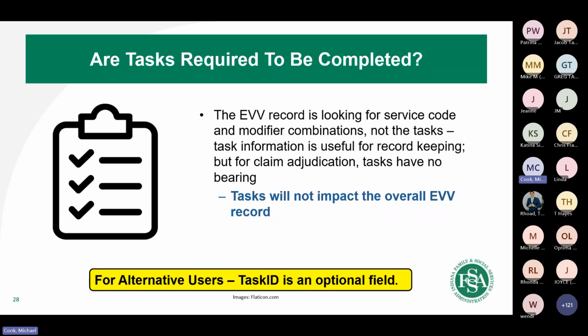And this is good information to have. We allow providers to capture that information, and we would encourage it. However, tasks will not impact the overall EVV record, and we do not require you to include task information. For alternative vendor users, task ID is actually an optional field.